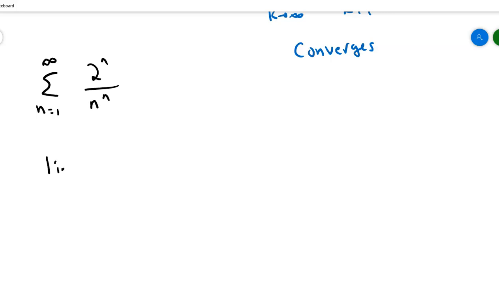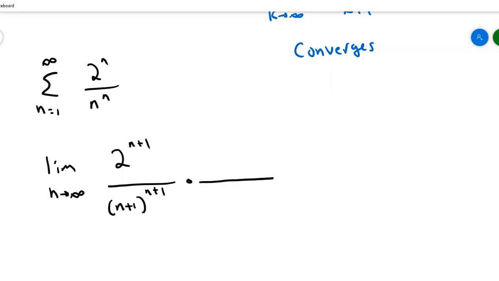So I might do the limit as n approaches infinity. After a while, you're going to stop writing those massive fractions, and you're going to write things like this, 2 to the n plus 1 over n plus 1 to the n plus 1, right? Remember, if you're bumping this up by 1, all of those variables also go up. And then I'm going to multiply by the reciprocal of the original function. The reciprocal of the original one is n to the n over 2 to the n.